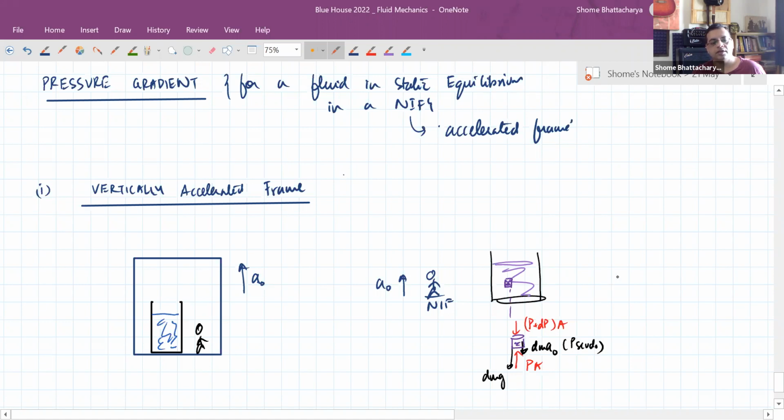So you can see that what we'll get is minus dp into a will be equal to the sum of gravitational force plus pseudo force. Okay. So we'll get minus of del p by del y is equal to density into a naught plus g.